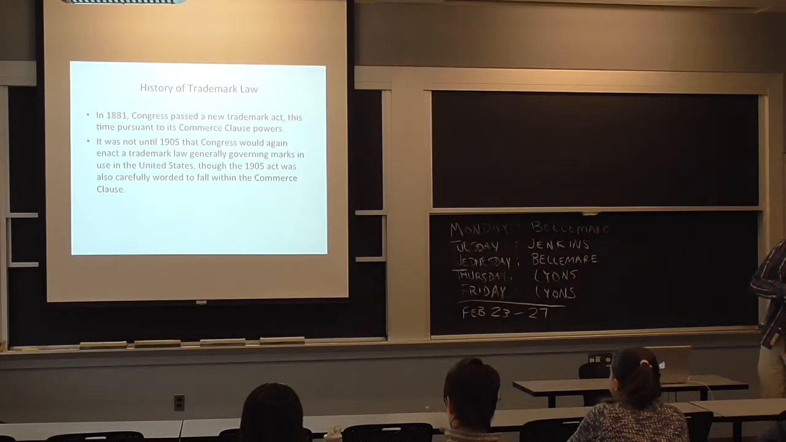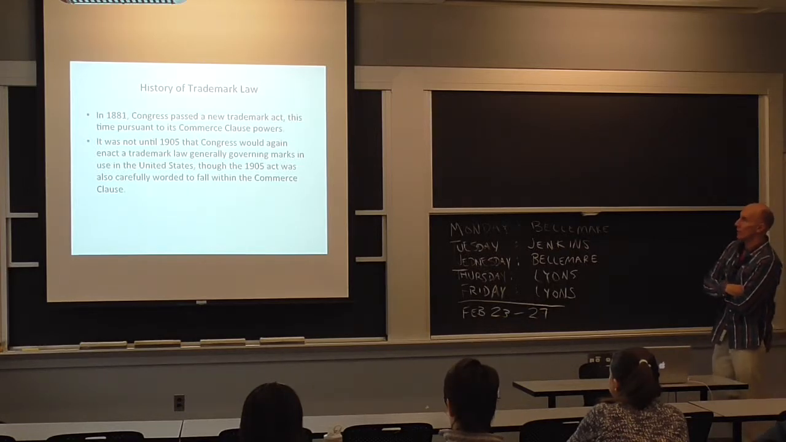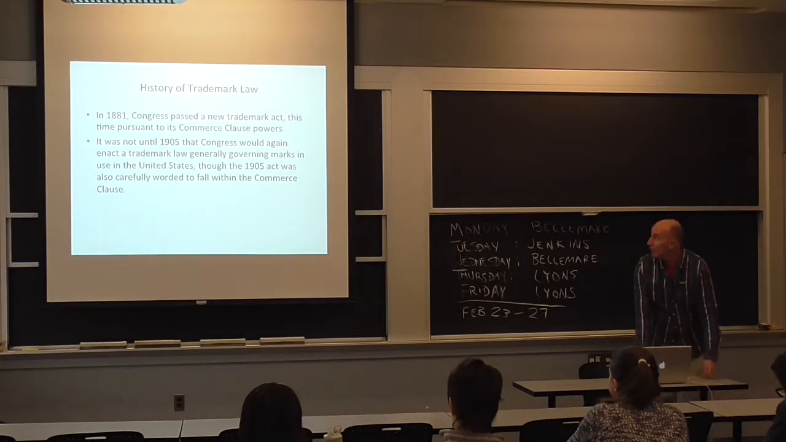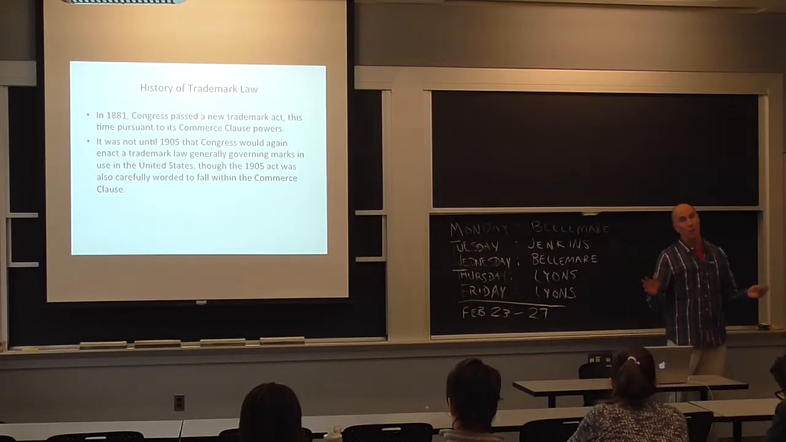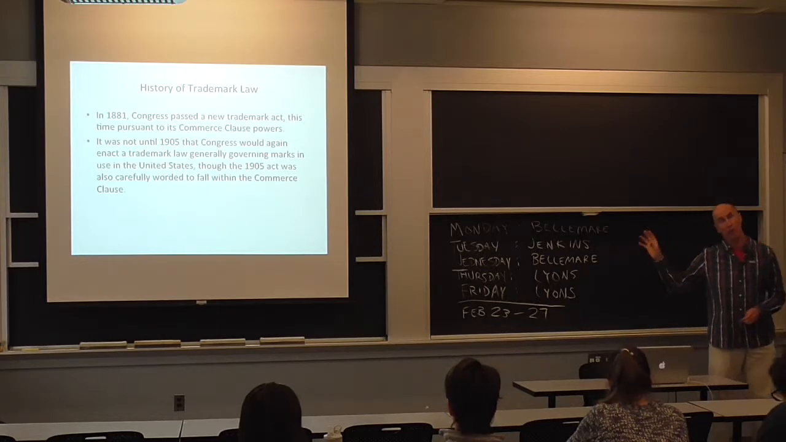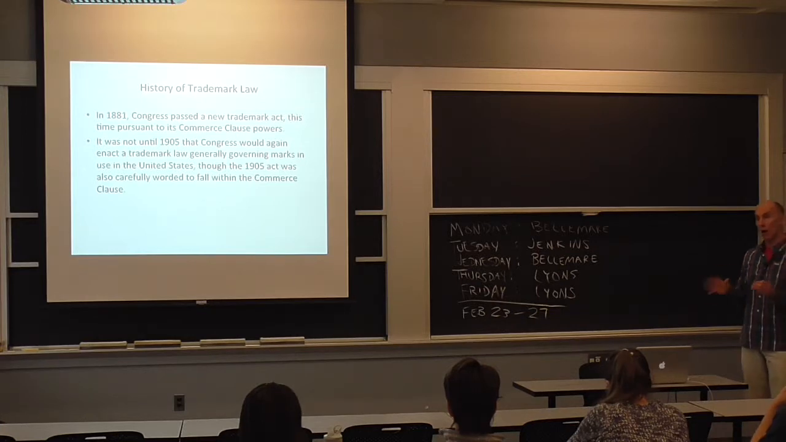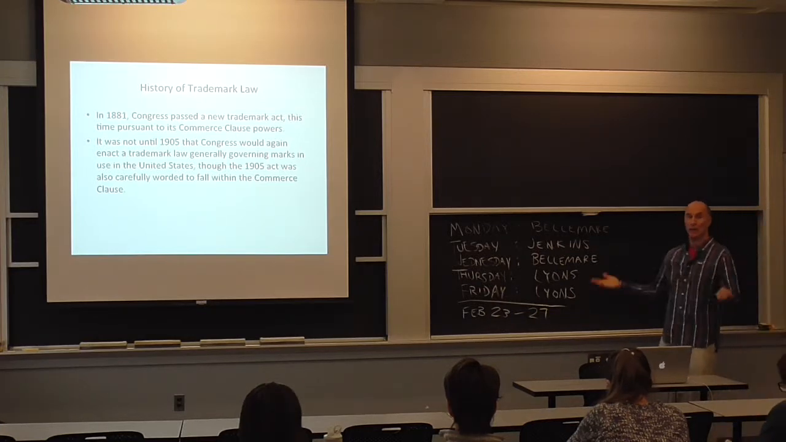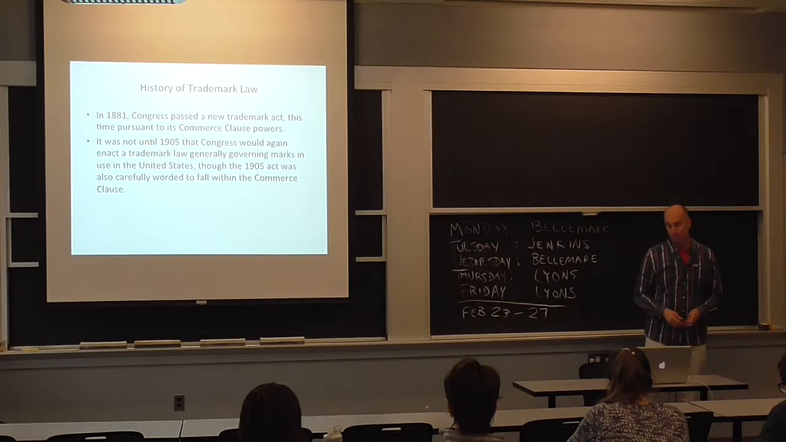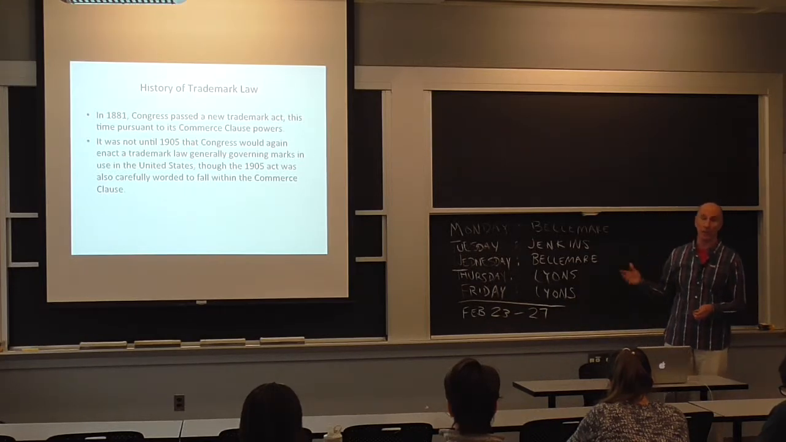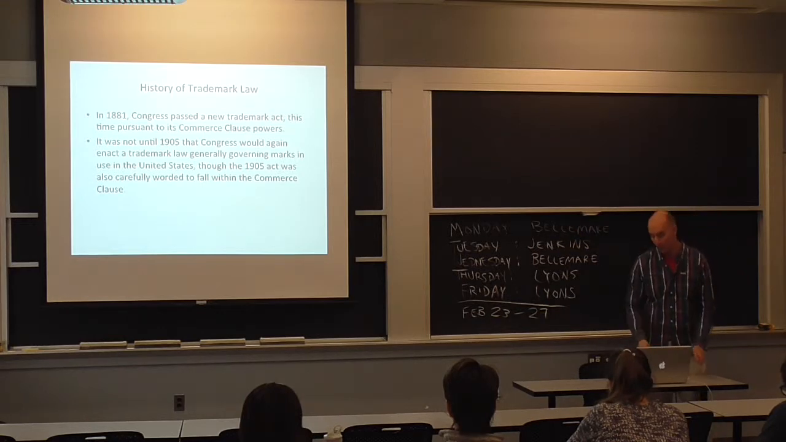It was not until 1905 that Congress would again enact a trademark law generally governing marks in the United States, though the 1905 Act was also carefully worded to fall within the Commerce Clause. And basically the Commerce Clause is another clause in Article 1, Section 8, which talks about how Congress shall have the right to regulate commerce within the United States. And it's actually a broader power than the clause dealing with copyrights and patents.